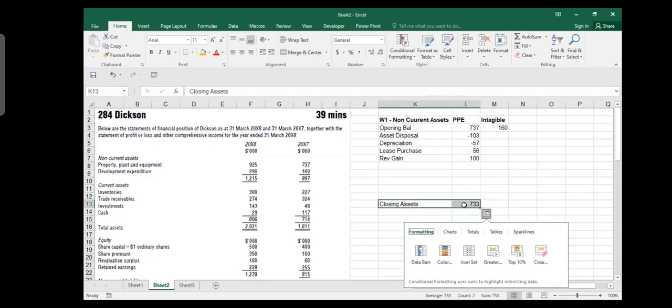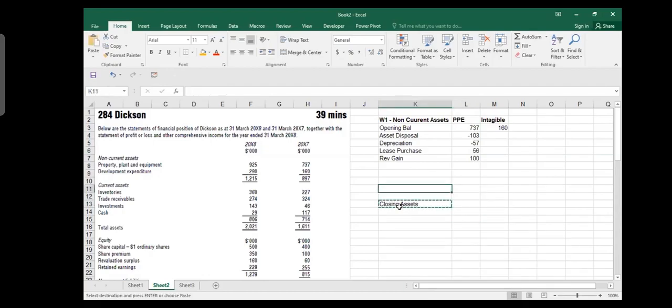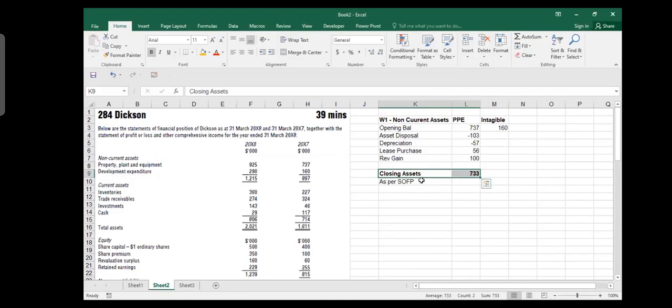Okay, let me delete it from here. There's a lot of gap. So this is my closing asset, but as per the balance sheet, as per SOFP, how much do you have? You should be having 733. This is what you should be having if this is the only thing. But they told you that as per SOFP, it was 925. How much is the difference? 925 minus 733 is 192. This is your cash addition. So this is the value of assets you have purchased during the year. Only then does it become 925. Am I clear? Yes, sir.